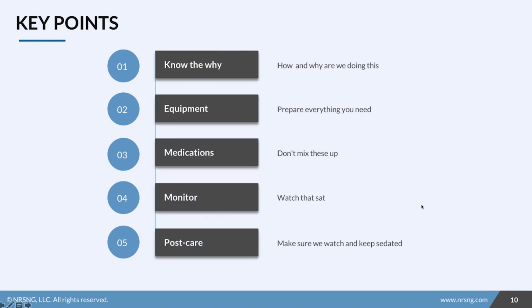A few key points. We want to know why we're intubating and how we're going to do it, like the how and why. Make sure you have all your equipment before you start the process. It's really not a good thing if you go to intubate somebody and you don't actually have the ET tube. Know your meds and please try not to mix them up. We have to monitor throughout the process, and this continues after they're intubated, along with keeping an eye on their sedation level. You don't want them to wake up and pull the tube out themselves. Trust me, I've seen it happen.